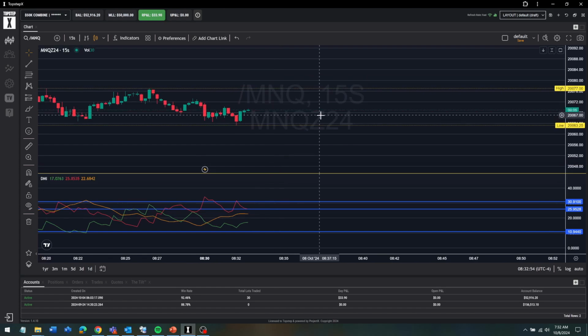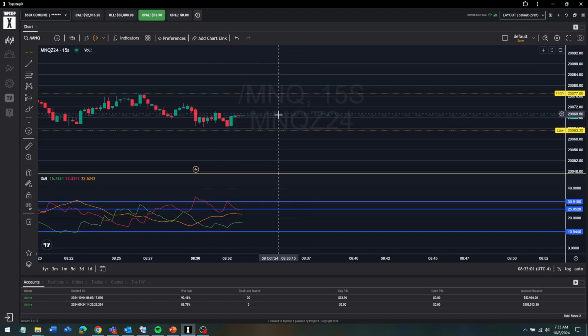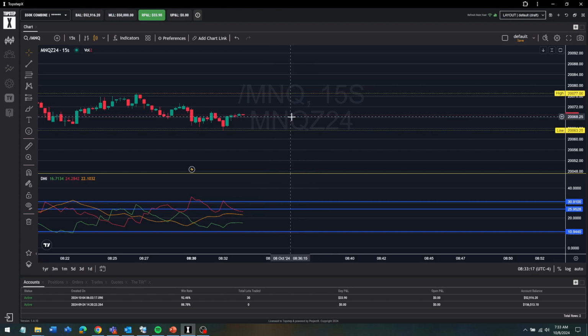Yesterday and Friday, the movement after 8:30 was 10 points, 15, 20 points. And you could make large leaps with like 15 contracts, and that's good.